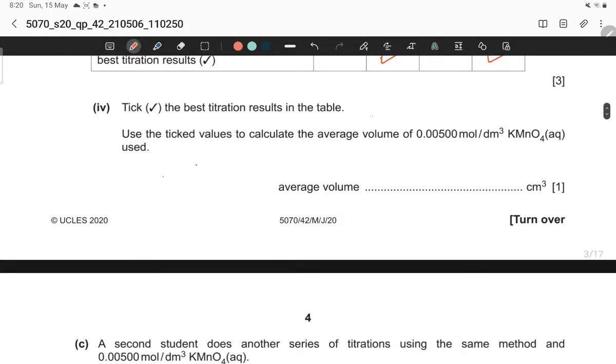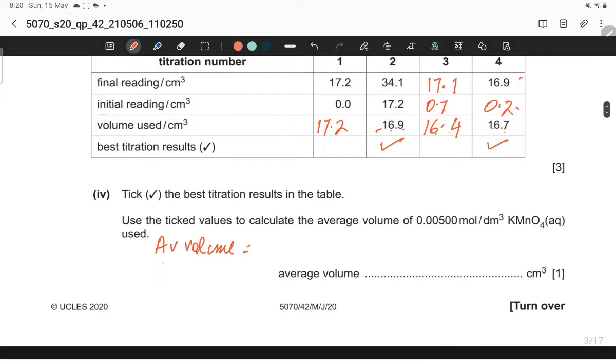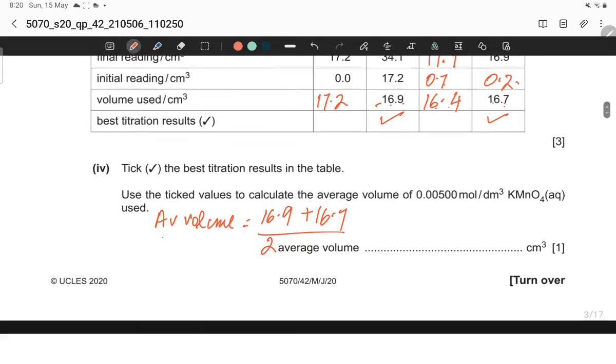Take the best titration results in the table. Use the ticked volume values to calculate the average volume of 0.00500 mol per dm cube KMnO4. So the average volume is equal to the best titrations, 16.9 plus 16.7, divided by 2. So the average will be 16.8.